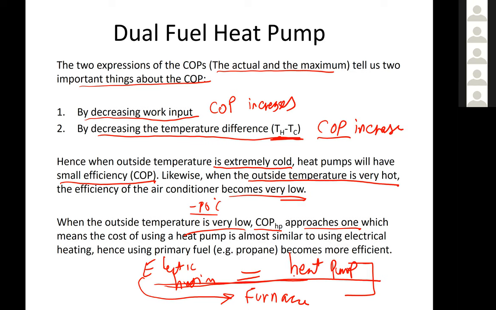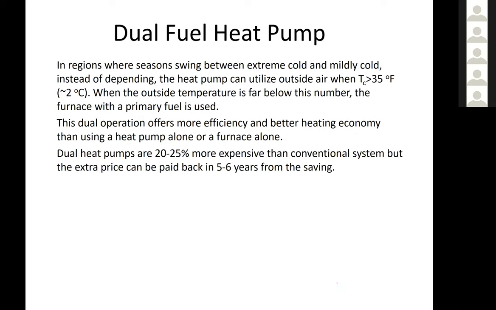What happens in this case is that I have a sensor that will sense the outside temperature. And if the difference is going to take my COP to almost one, then at that point, I have to switch to the furnace, because at that point, the furnace is going to be more efficient than using the heat pump. This is very useful in situations where I have mild cold weather as compared to extreme cold weather. So in regions where seasons swing between extreme cold and mildly cold, instead of depending only on the heat pump, I can utilize the dual system.